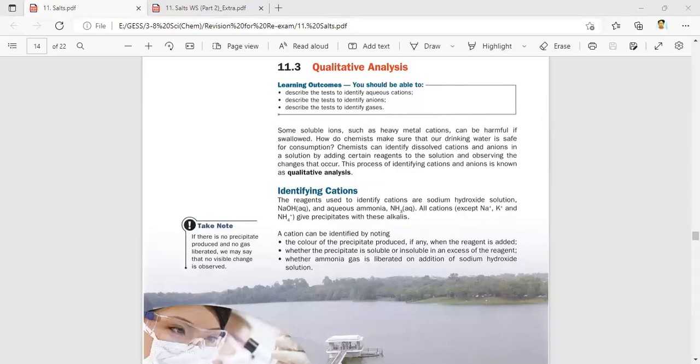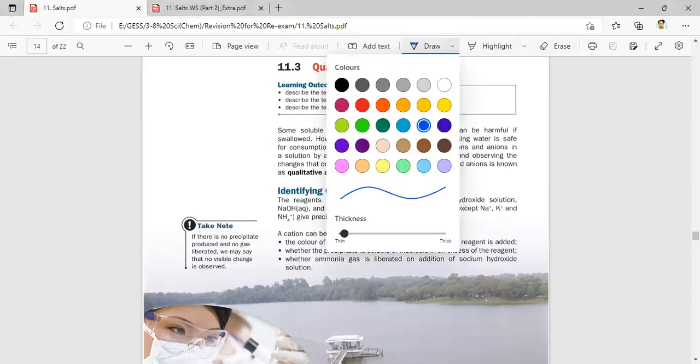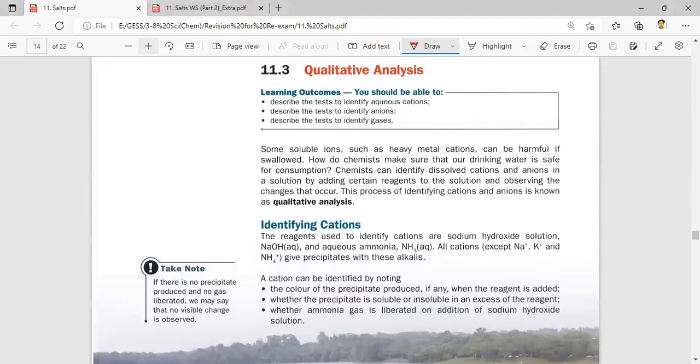Okay, so we're gonna carry on with salts qualitative analysis. For salts qualitative analysis, I think it's very important for us to take note that what we are trying to do is to test. It is really like a test. When you do qualitative analysis, we're trying to test what are the ions present. We're trying to test for the ions.